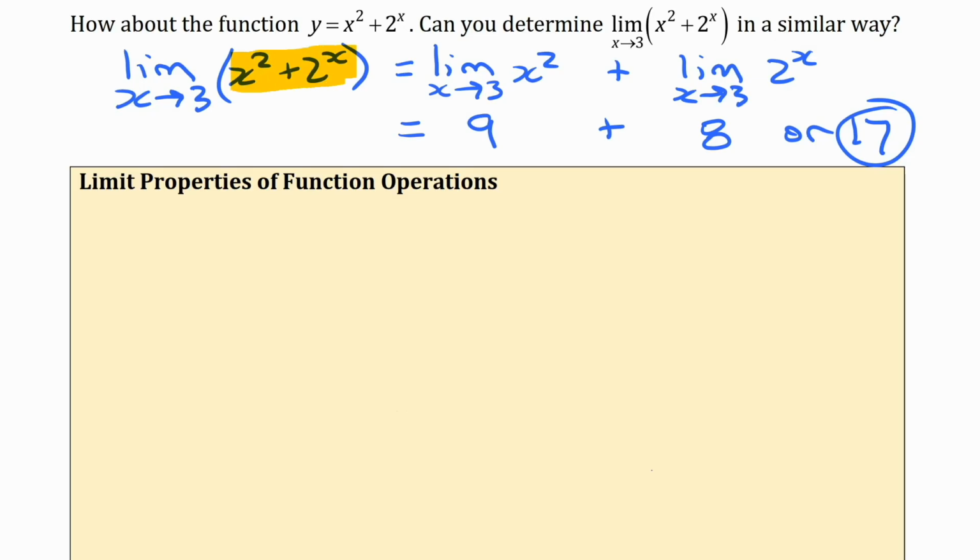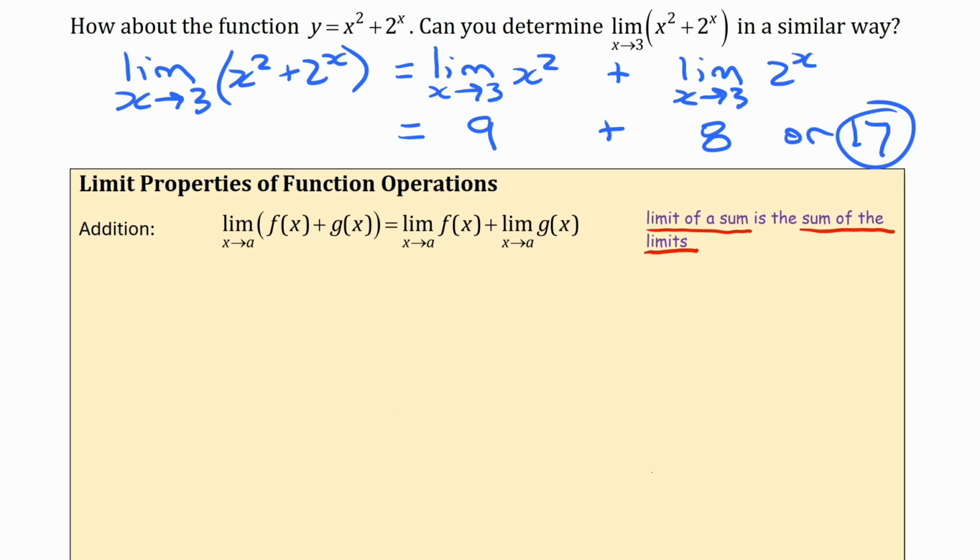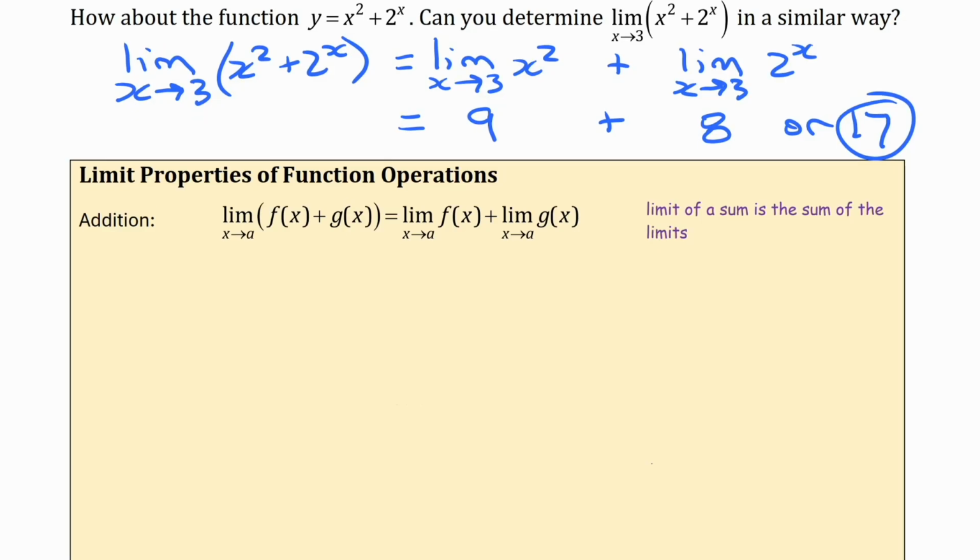Our function here that we just looked at, we knew was made up by adding two functions we were familiar with. And what we actually used was the limit property of addition. And what that says is the limit of a function that's made up of two added together, f of x plus g of x here, is equivalent to the limit of each function individually. So the limit of f of x plus the limit of g of x. That's what we did there. The limit of a sum is the sum of the limits. In our situation, we wanted to find the limit of this function, two functions added together, so we just added the limit of each separate function to come up with the limit for that combined function.